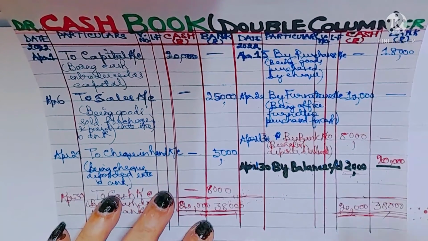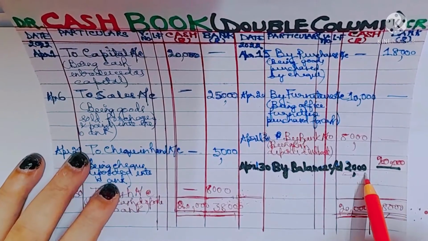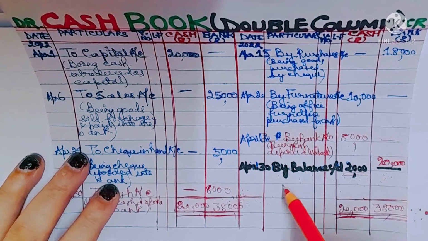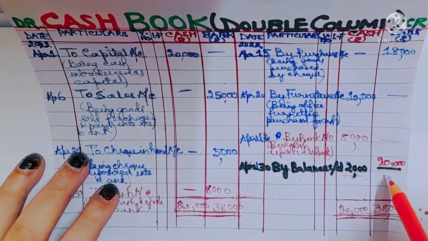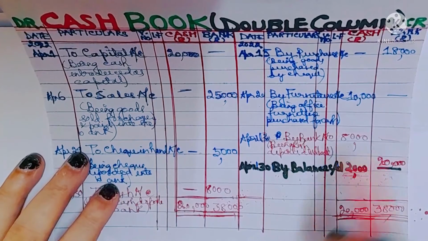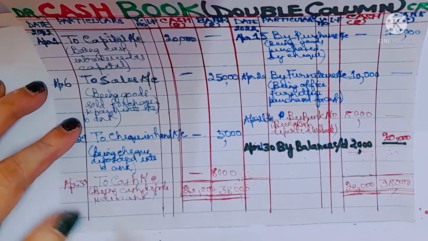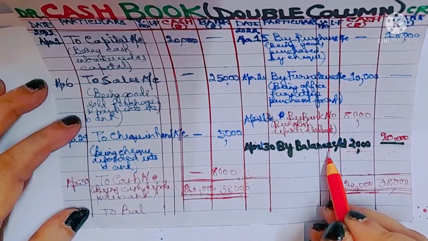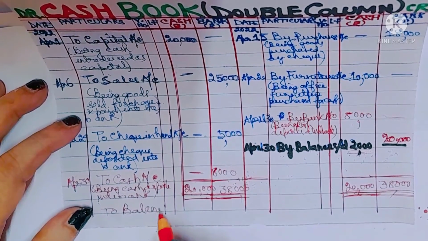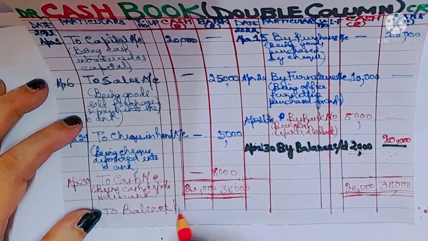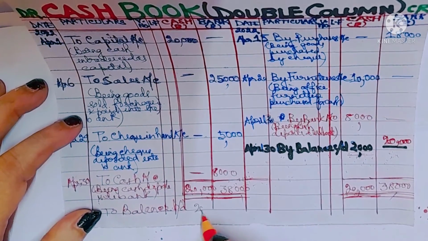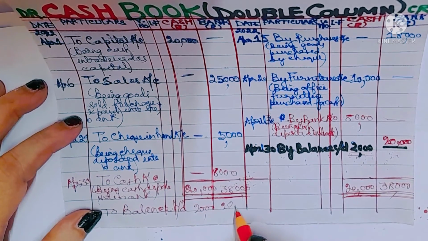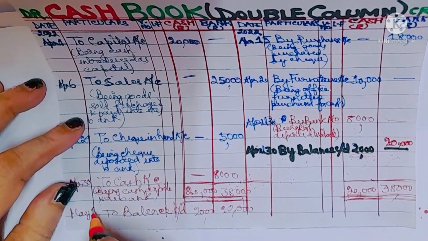Okay. So this by balance c/d 2,000 is the closing cash for the month of April, and this by balance c/d 20,000 is the closing cash at bank for the month of April. Now what is our work? We'll have to bring forward. So we'll have to write to balance b/d, because the business is still continuing. How much? 2,000 beneath the debit total, beneath the cash column, and 20,000 beneath the bank column. The date will be the very next day, 1st May.